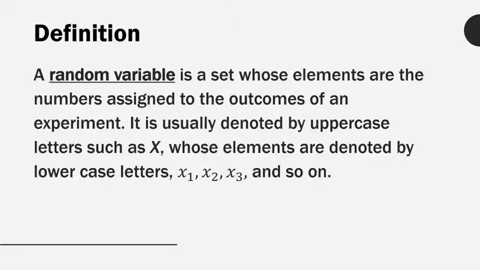To formally define, a random variable is a set whose elements are the numbers assigned to the outcomes of an experiment. It is usually denoted by uppercase letters such as X, whose elements are denoted by lowercase letters. In this case, we can also write it as x sub 1, x sub 2, x sub 3, and so on.